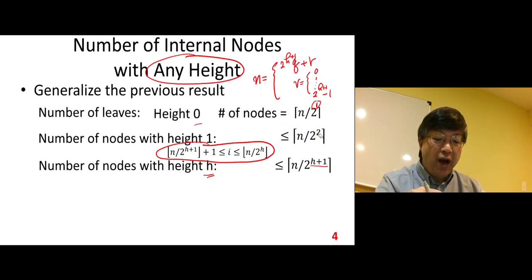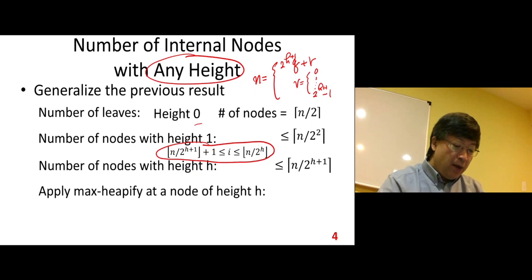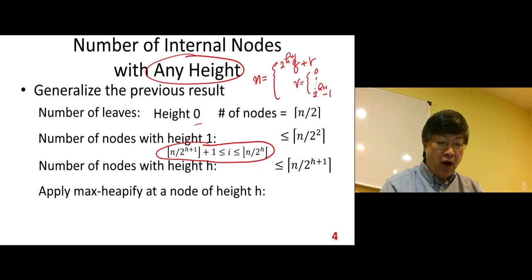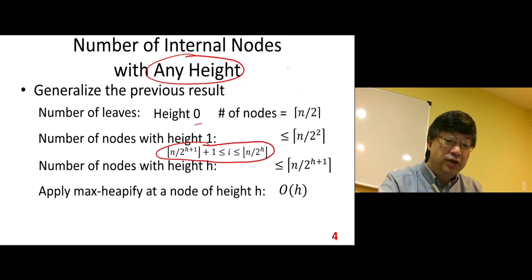Anyway, the proof is not that hard. So we have this inequality. Then apply max heapify at a node of height h. The cost is big O of h. You can see that easily. How? Max heapify: recall the heapify operation we did last time. Suppose we do heapify on this node, going down. Suppose the height is h.